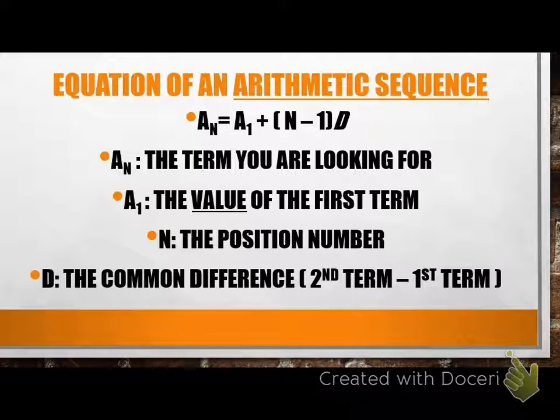We already talked about n represents the position of the number. And of course, d is the common difference. So again, you have how you find the common difference. Highlight it if you want to, but you've got it in 2 separate spots now in these notes. Second term minus the first term.